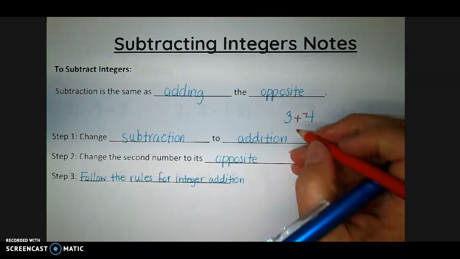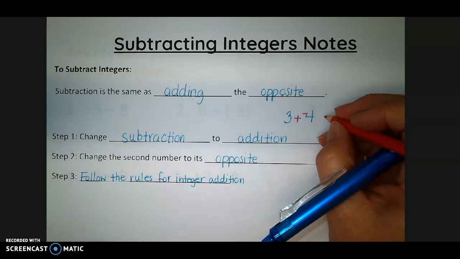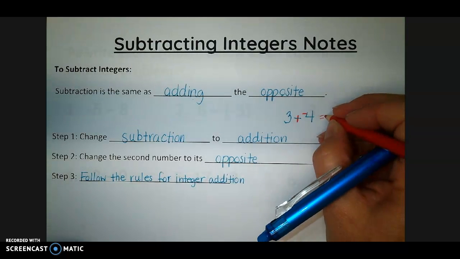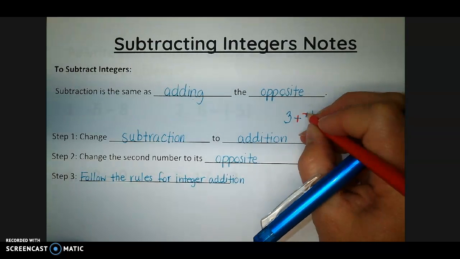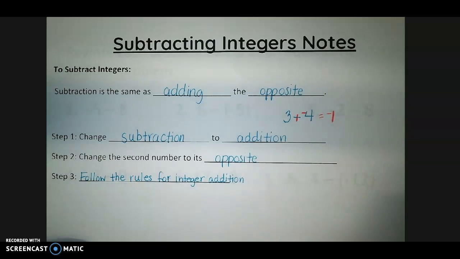So I'm like, one's positive, one's negative. Those are opposite signs or different signs. So I'm going to subtract them, and I'm going to keep the sign of the number with the larger absolute value.